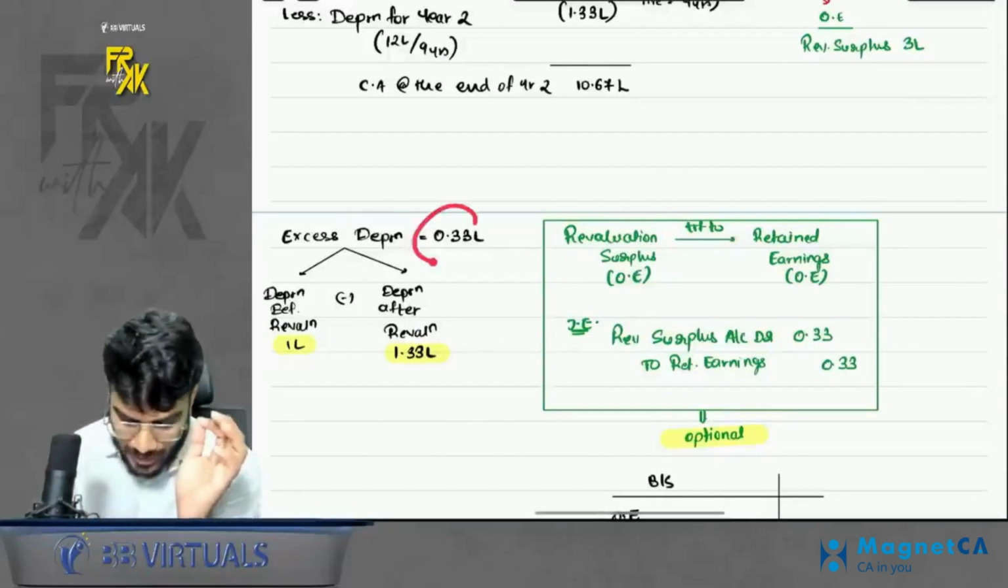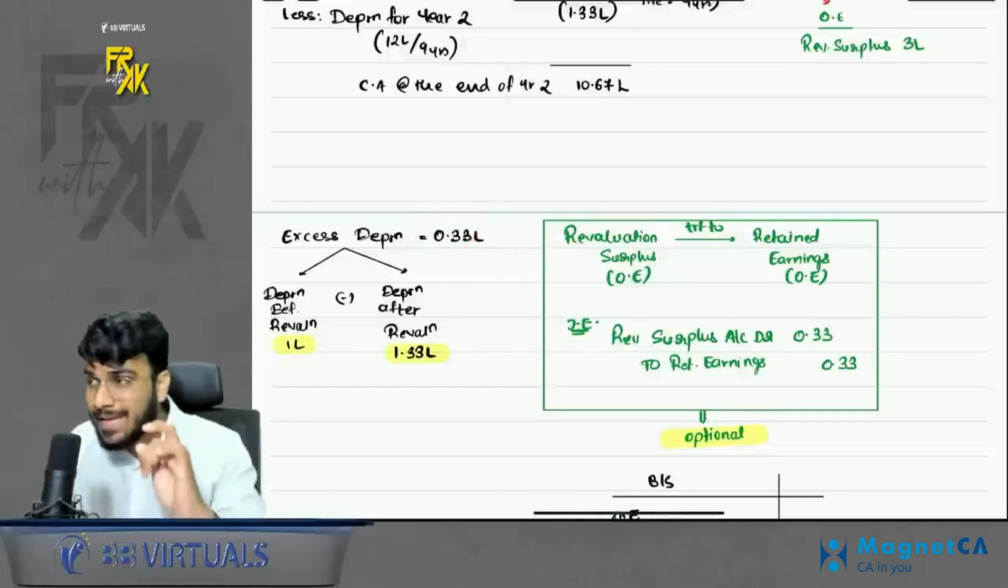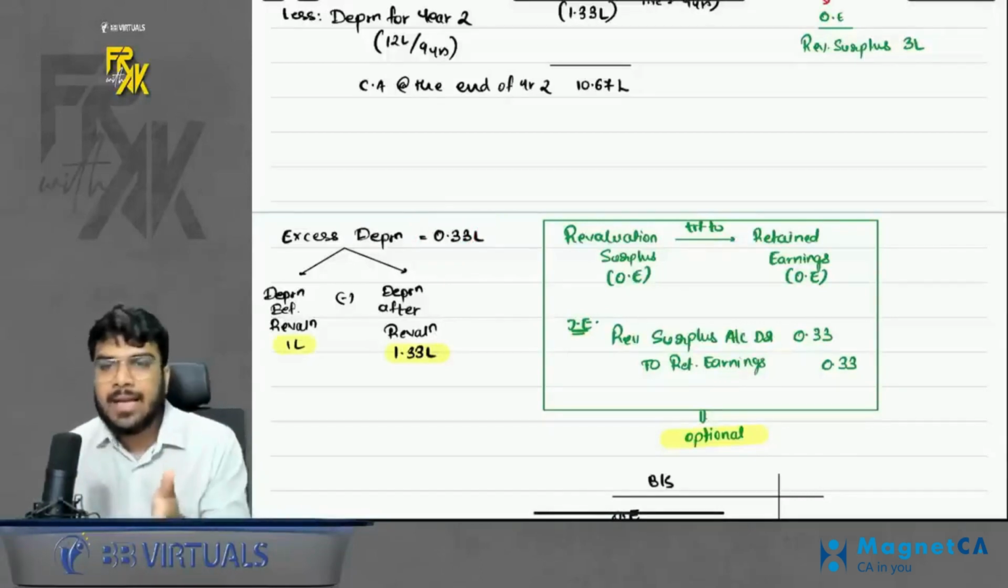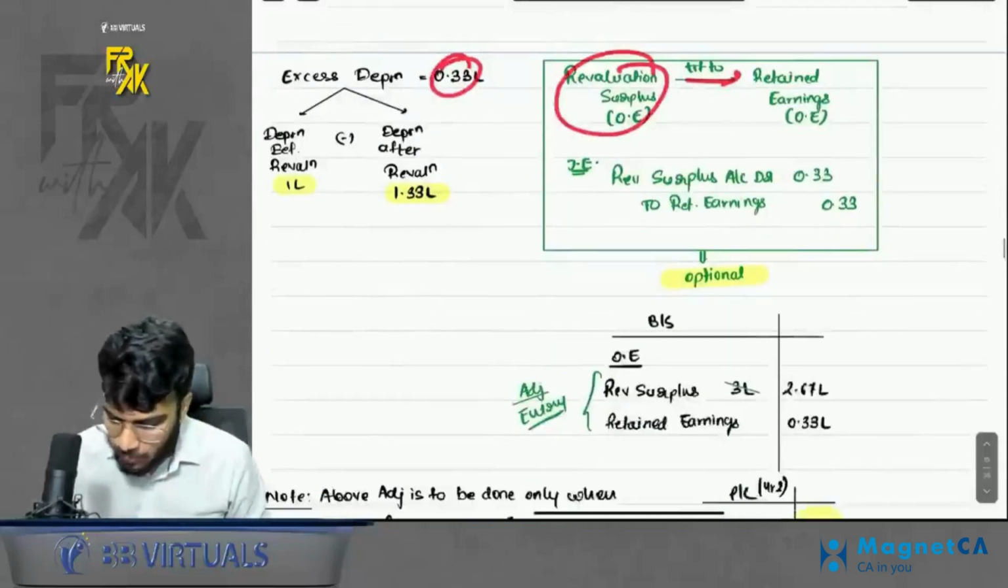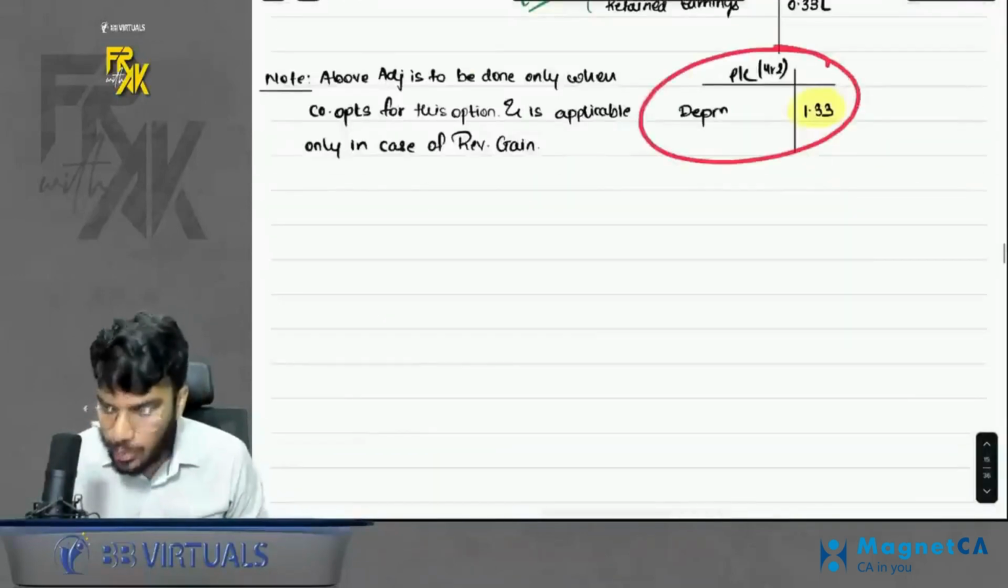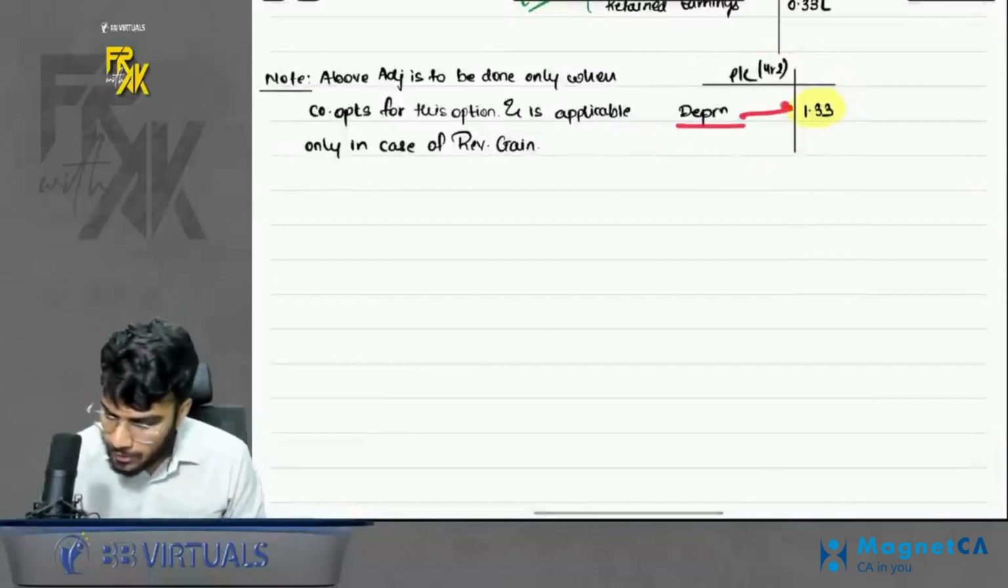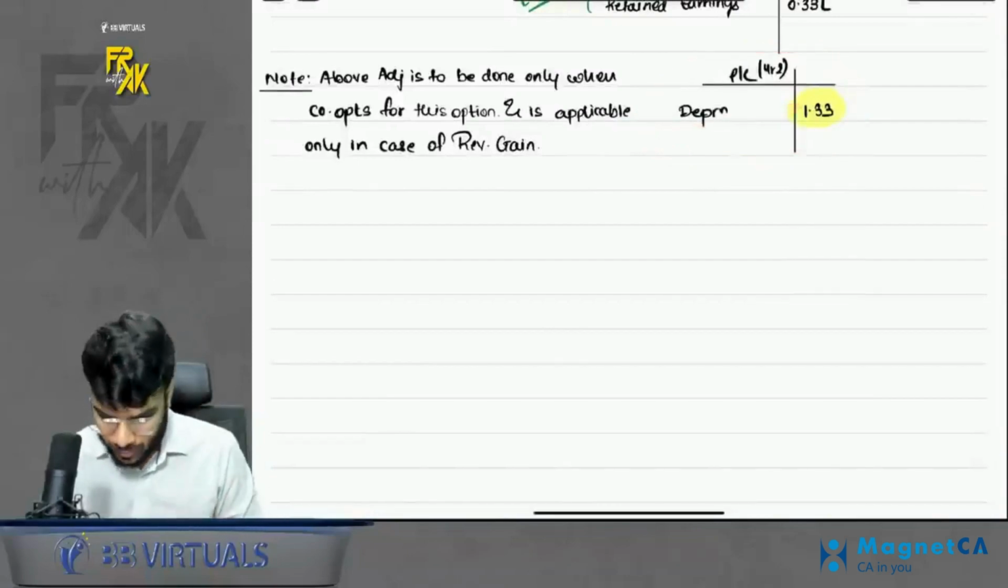So what do we do in exams? If in the question it is mentioned that the company has opted for this option, then in that case, you will transfer such excess from surplus to retained earnings. Also remember one more point. This will have no impact on your profit and loss. In profit and loss, you will book the full depreciation of 1.33 only. Okay. Do remember this point.